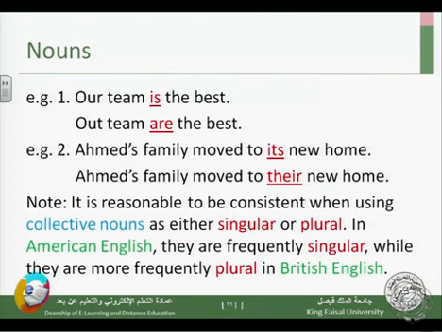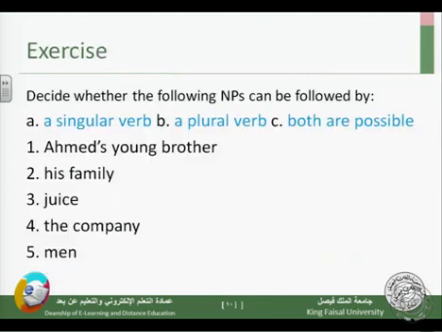In American English, they are frequently singular. So in American English, this is a regional difference. These nouns, collective nouns, are usually singular. So in American English, we say our team is the best, while they are more frequently plural in British English. So in British English, they are plural. You'll mostly hear our team are the best. So in American English, they are singular, and in British English, they are more frequently plural.